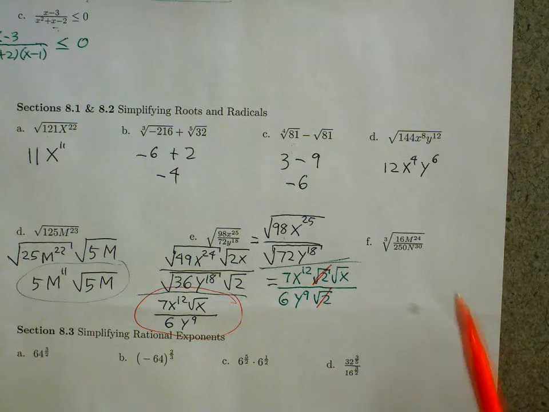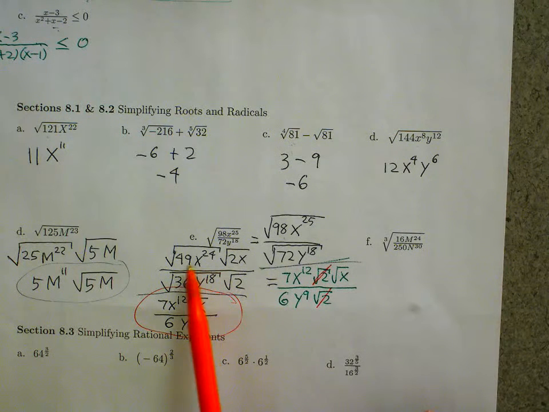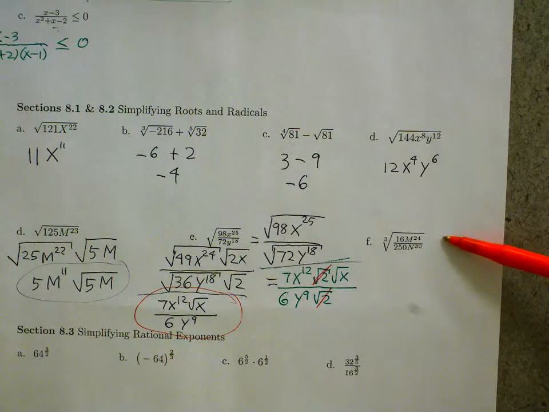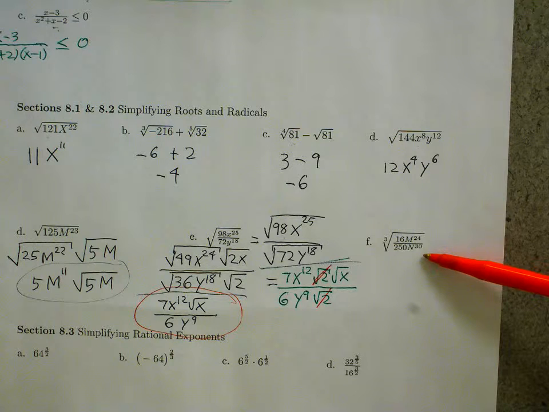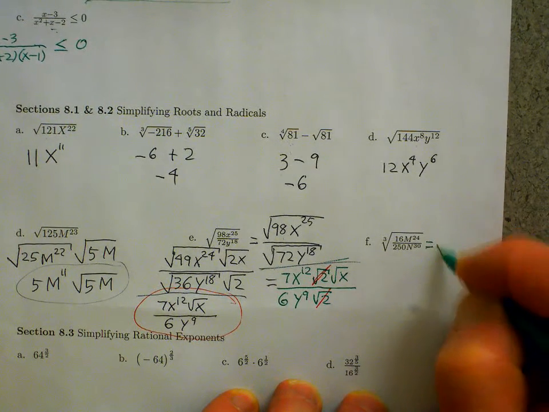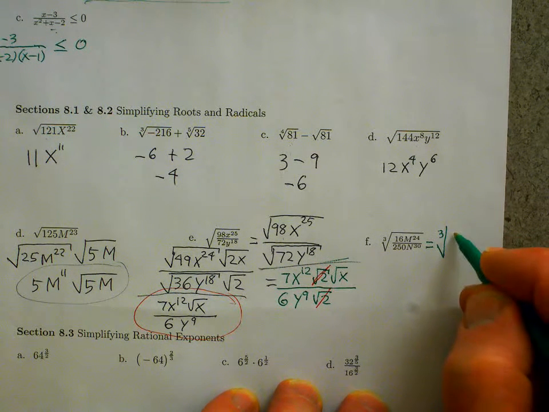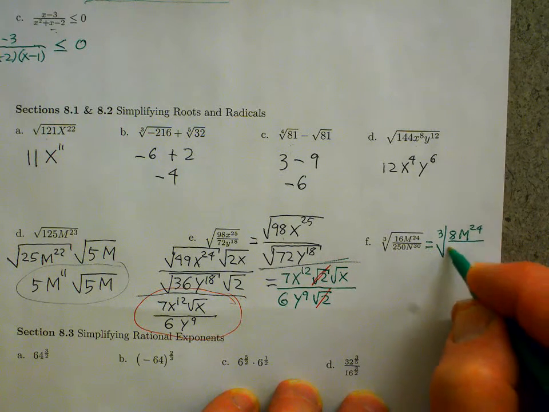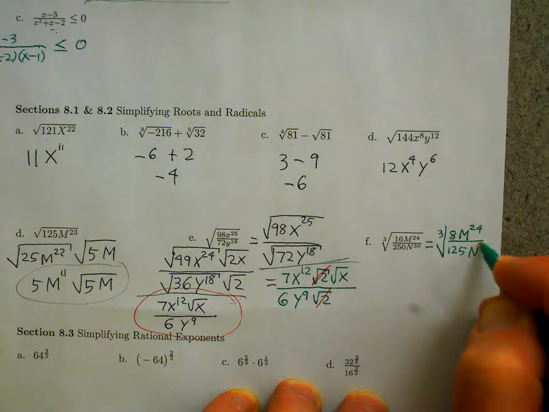So on the next one, I learned from my misjudgment on part E. On this one, the cube root of 16 m to the 24th divided by 250 n to the 30th. Note that 16 over 250 can be written in lower terms. They have a common factor of 2. So we can rewrite this as the cube root of 8 m to the 24th over 125 n to the 30th.